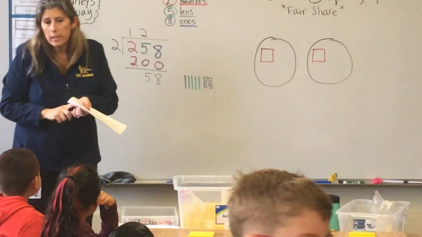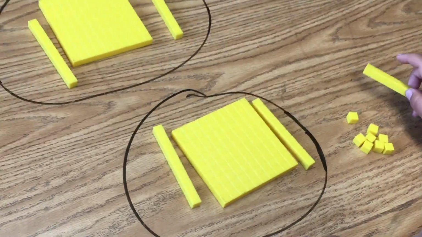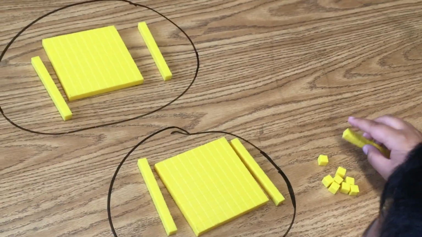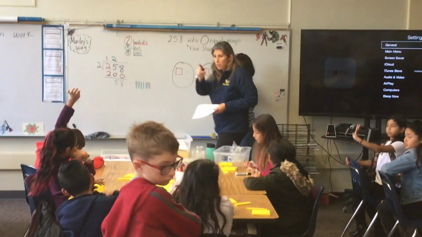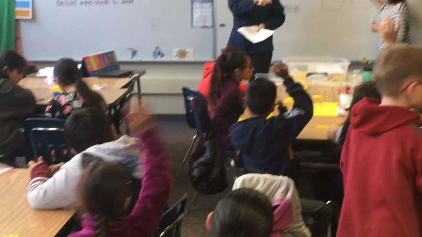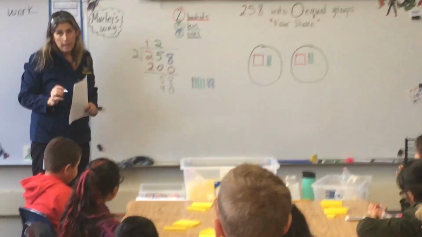My next question is, how many blocks did you just pass out all together right now? How many did you put into groups? 4 tens. Now, who can tell me how much 4 tens is worth? 40. So I'm going to record here that you just used 40 blocks.